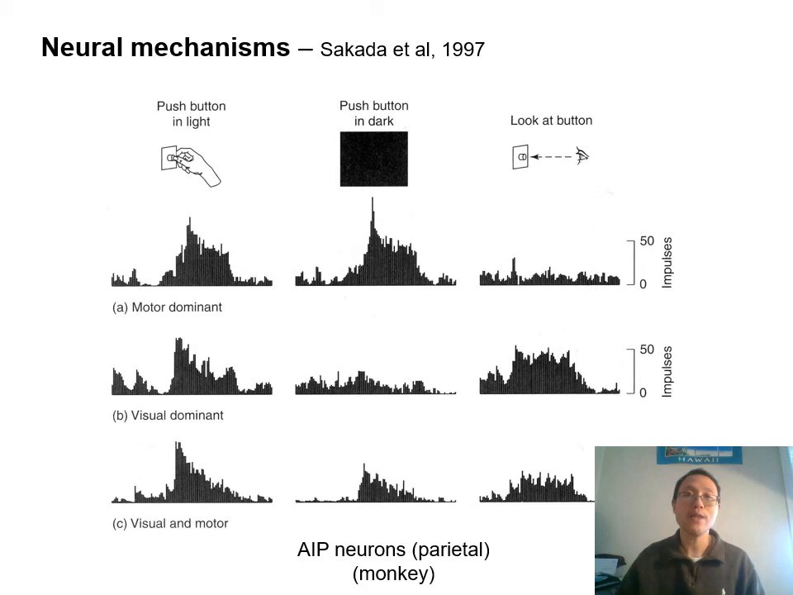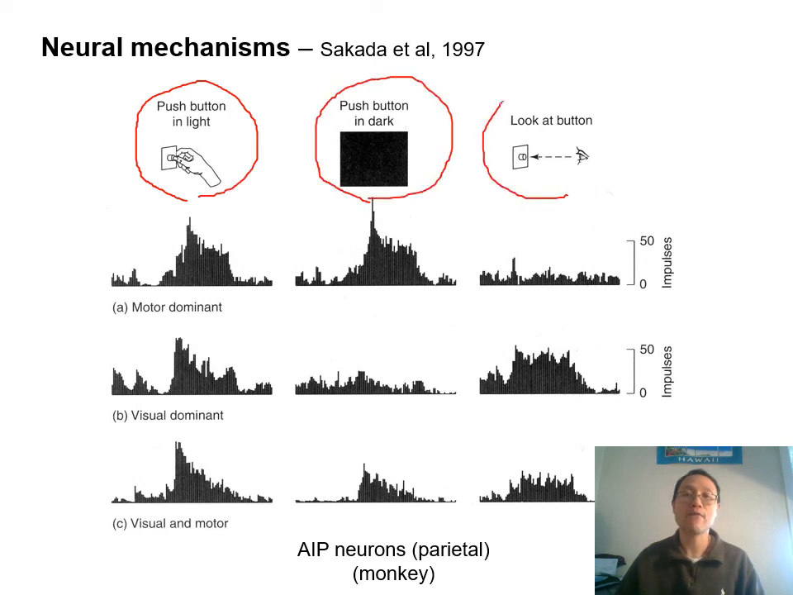They have three tasks. They have pushing a button in the light, pushing a button in the dark, and one task that involves looking at a button. And then you can see that there are three types of neurons residing in this AIP area.